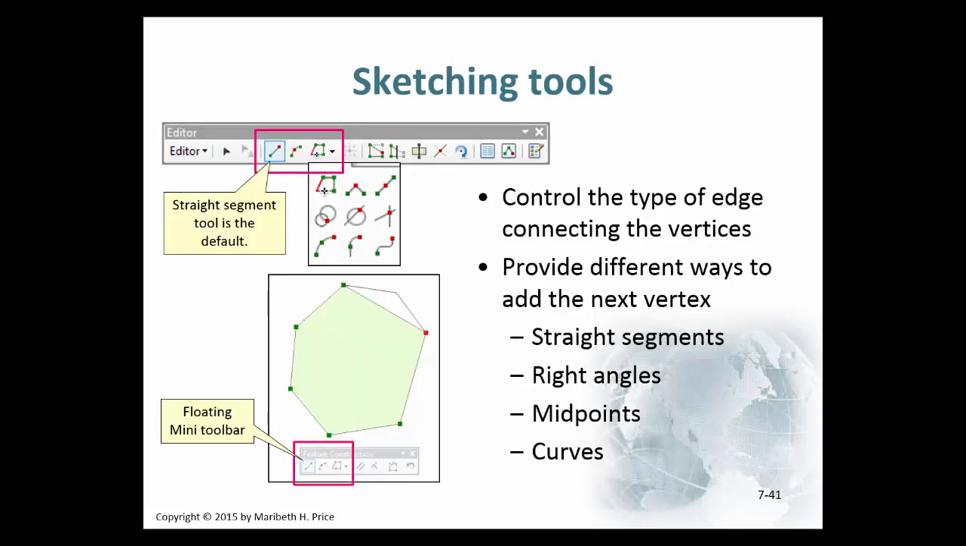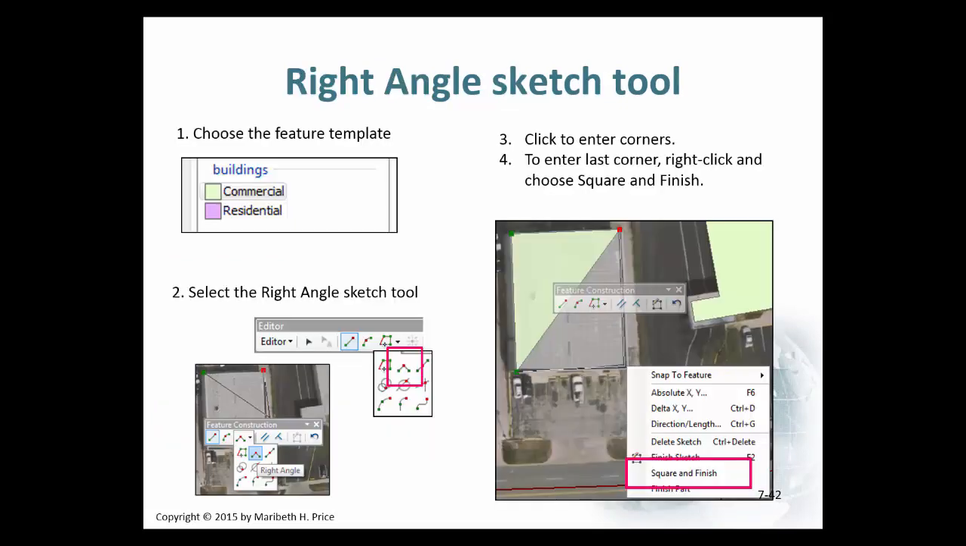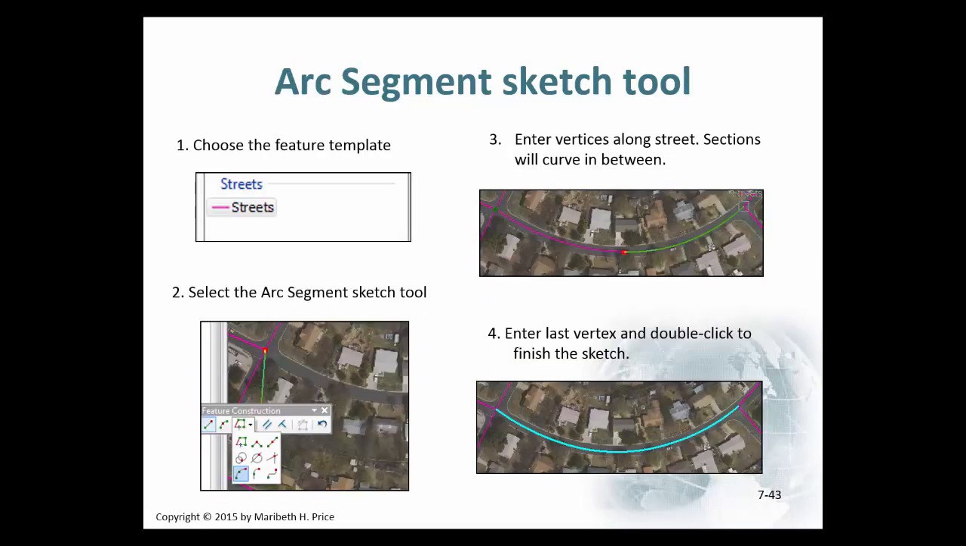There are a variety of sketching tools. Spend some time exploring these and you'll become much more proficient in creating GIS data. The right angle to and square and finish tool help keep your polygons straight and square with the world or surrounding features. You will occasionally need to create arcs as well.